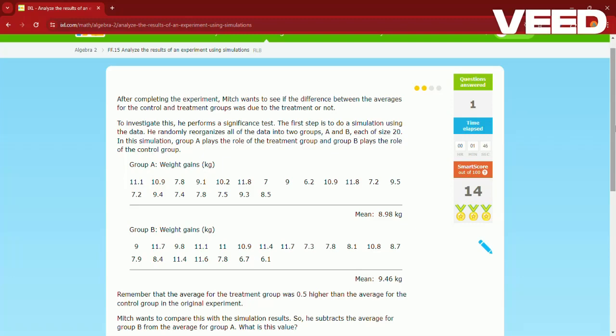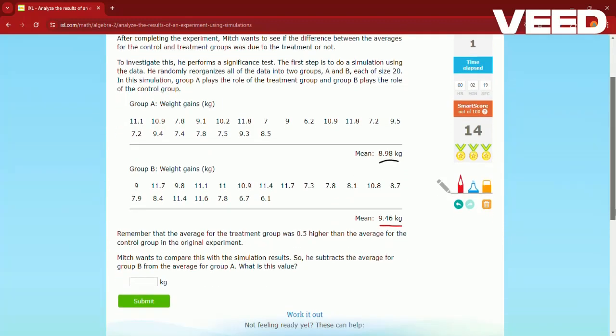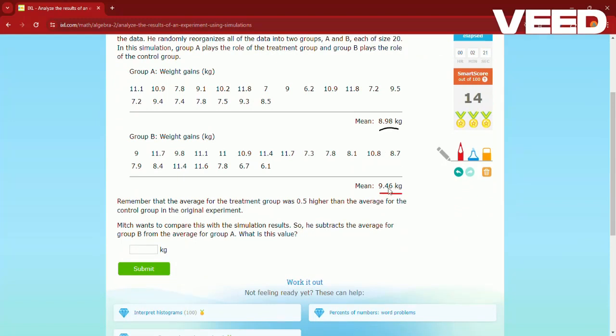He randomly reorganizes all of the data into two groups, A and B, each of size 20. In this simulation, Group A plays the role of the treatment group, and Group B plays the role of the control group. So, again, the mean for this one is 8.98 here, and this one is 9.46.